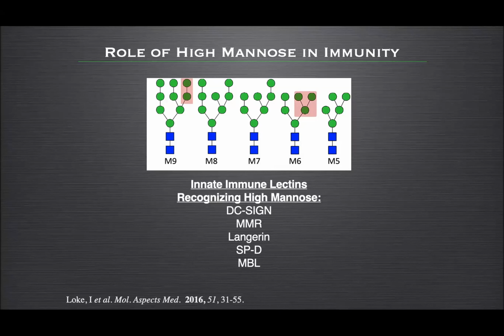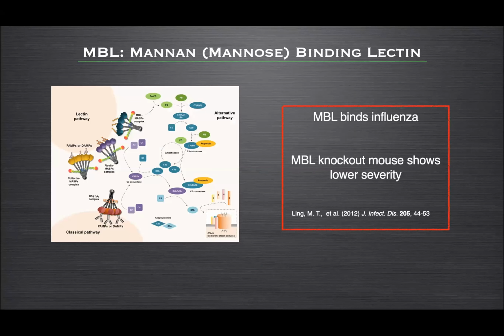So why do we care about this? What is the role of high-mannose in immunity? High-mannose is normally thought of as an internal epitope, something that you don't normally see, although it is observed in stem cells and in some cancers. Interestingly, if you look at the innate immune lectins in the body, most of them recognize high-mannose. I want to call your attention to one in particular, the mannan binding lectin or mannose binding lectin, MBL. We focused on MBL because MBL is known to bind influenza.